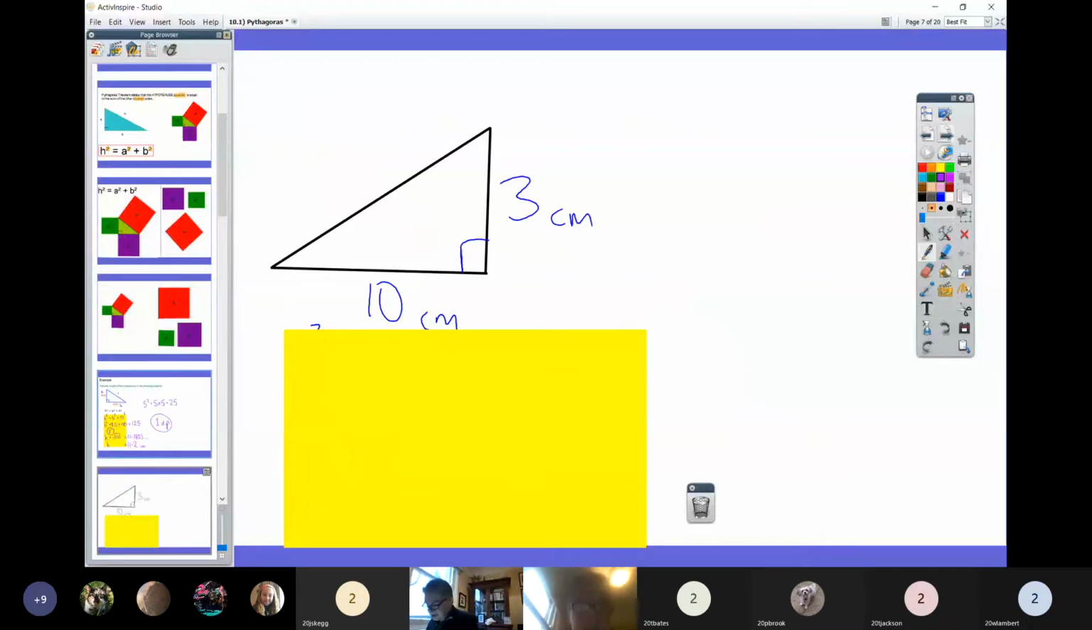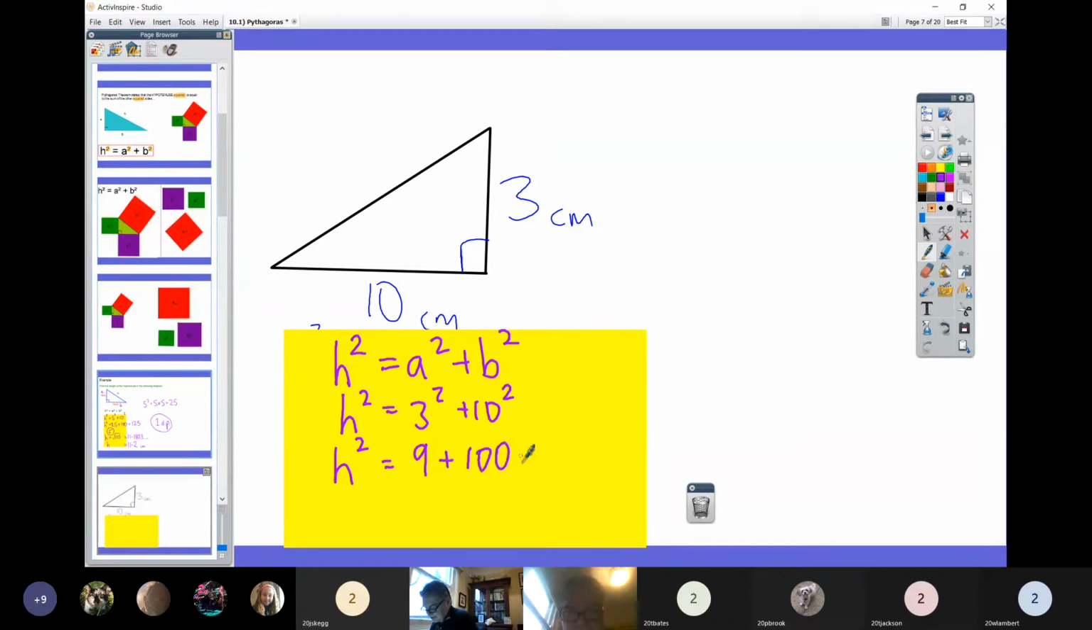Okay, so I'll do this one quite quickly, and you just see if you can predict what I'm going to say. So, step 1, write out the formula. H squared equals A squared plus B squared. Step 2, substitute in the A and the B. It doesn't matter which way round. So 3 squared plus 10 squared. Step 3, go and work out what those are. So 3 3s are 9, 10 10s are 100. 9 add 100 is 109.